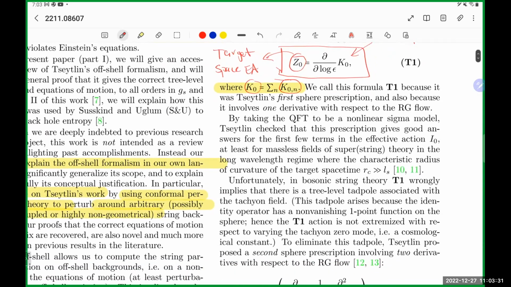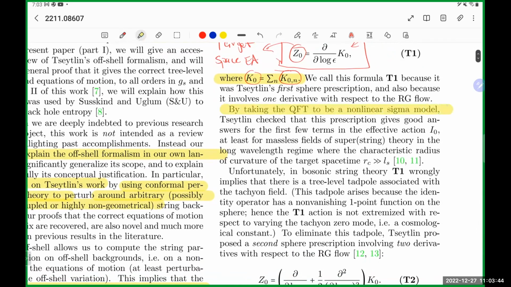So there's more to say, but broadly speaking, this is what we're going to do. Now, Arcadi took the quantum field theory on the world sheet to be a nonlinear sigma model, which we have been discussing so far, perturbing around flat space vacuum. Flat space vacuum basically means flat metric, no B mu nu, no electric and magnetic fields, and constant dilaton. And he checked that his prescription gives good answers for the first few terms in the effective action, at least for massless fields in superstring theory. And we talked about the regime where the characteristic radius of the curvature is much, much bigger than the string length or alpha length. This is the nonlinear sigma model regime, right?